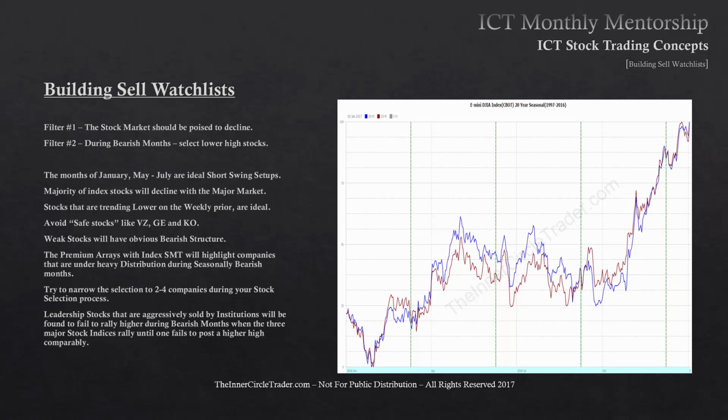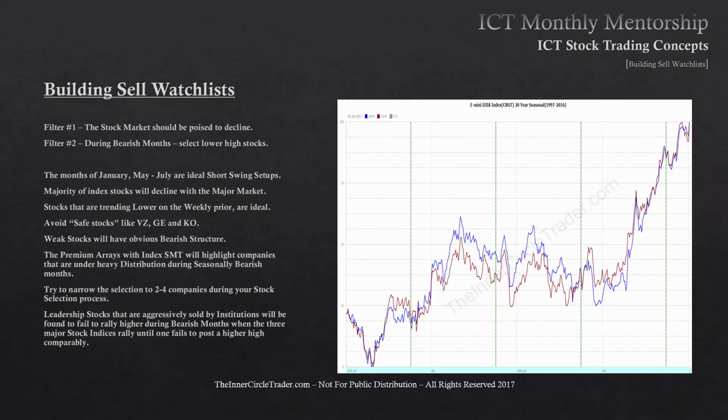So, building sell watch lists. Filter number 1 is obviously the stock market must be poised to decline. And filter number 2, during bearish months, we're going to be looking for stocks that make a lower high. The months of January and May through July are ideal short swing setups. The majority of index stocks will decline with the major market decline. Stocks that are trending lower on the weekly prior to this setup are ideal. We're going to be avoiding safe stocks like Verizon, GE, and Coca-Cola.